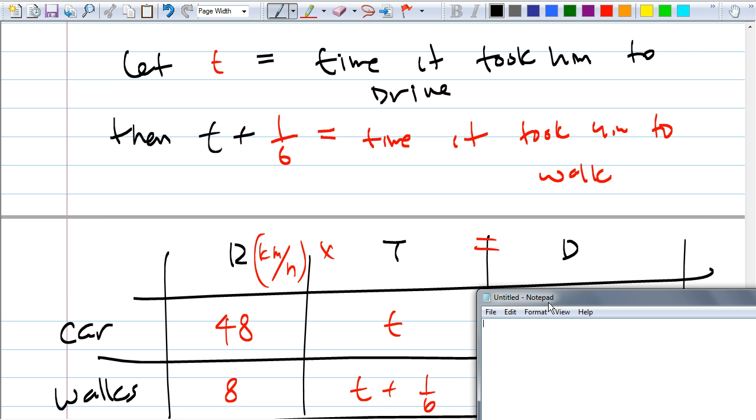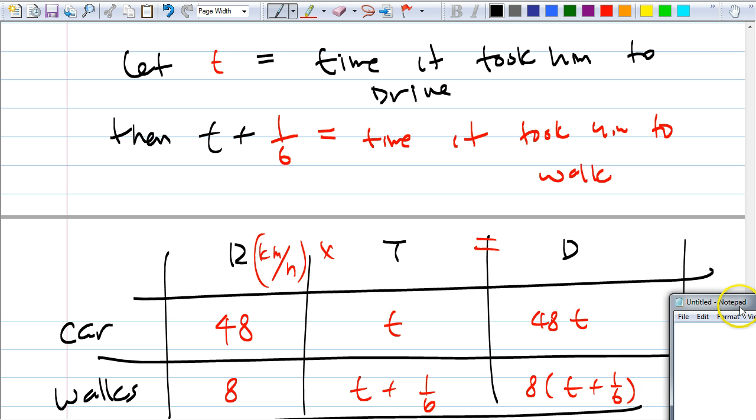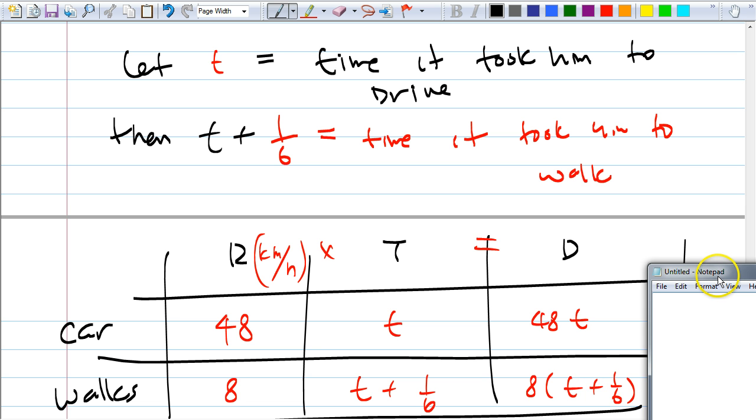Then what is the distance here, Dana? What's the distance for the car? 48T. That's right. What is the distance for walk, Bella? 8 in parentheses, T plus 1/6. Exactly, 8 times T plus 1/6 in parentheses. I like how you put parentheses there.